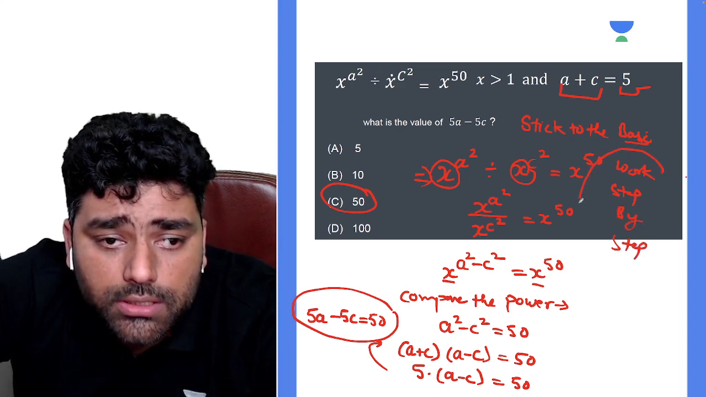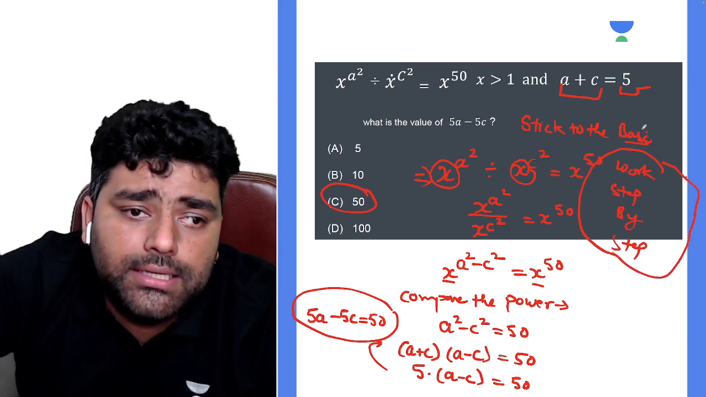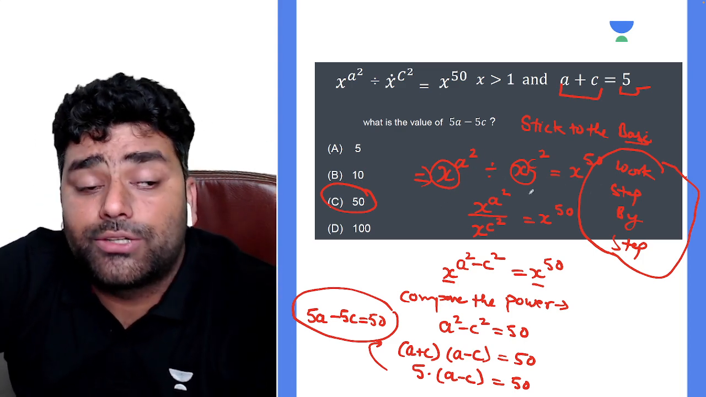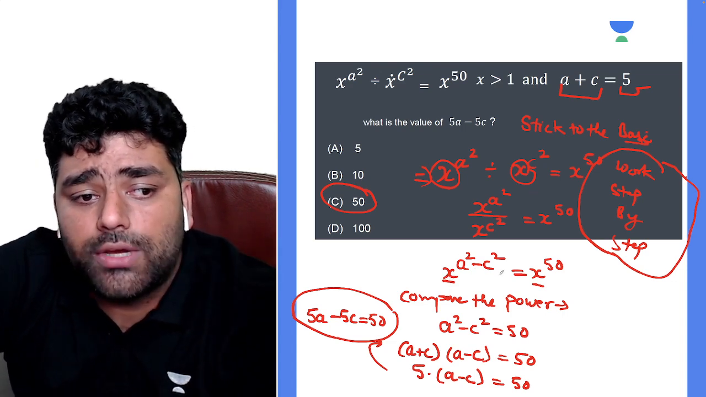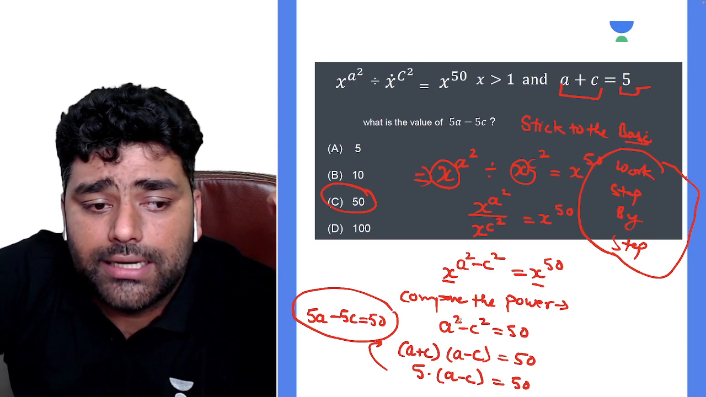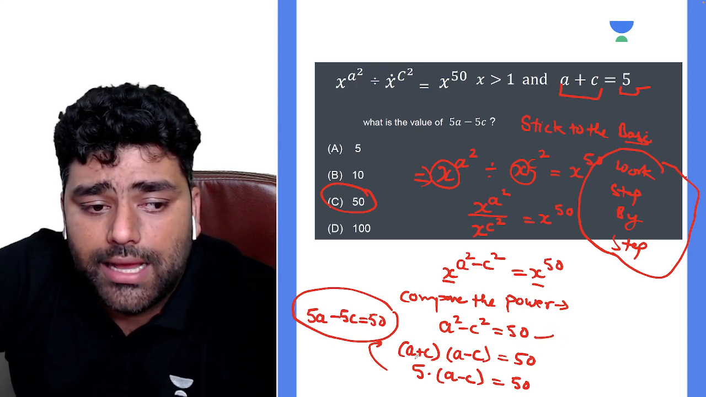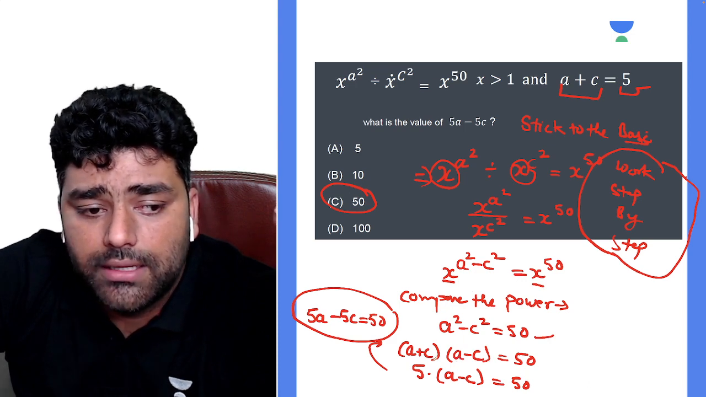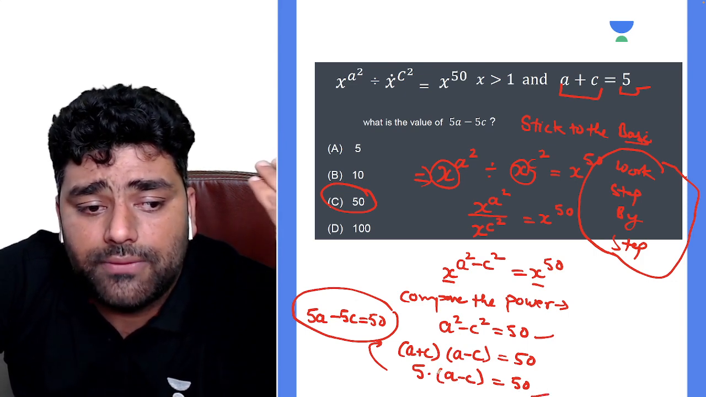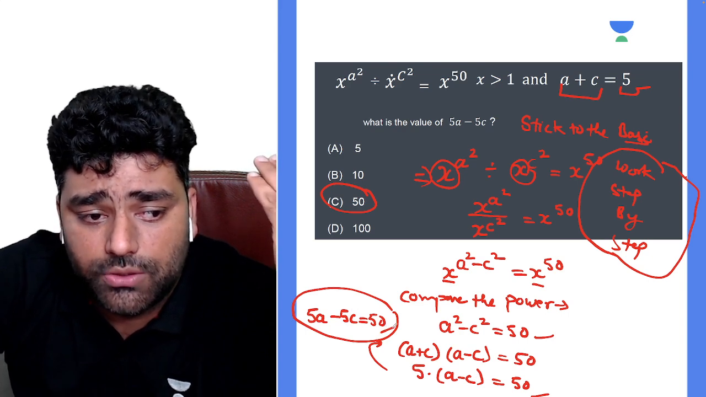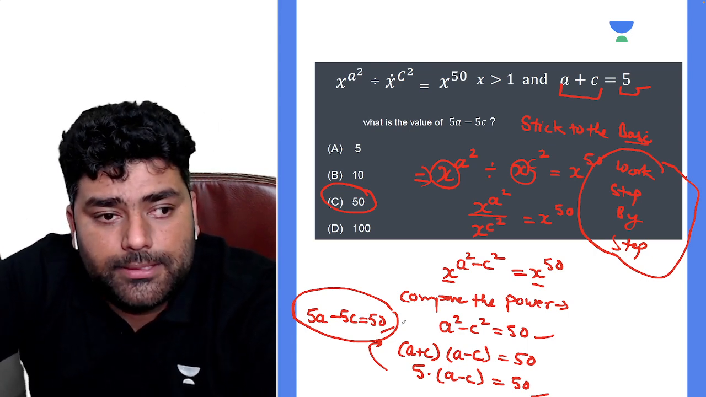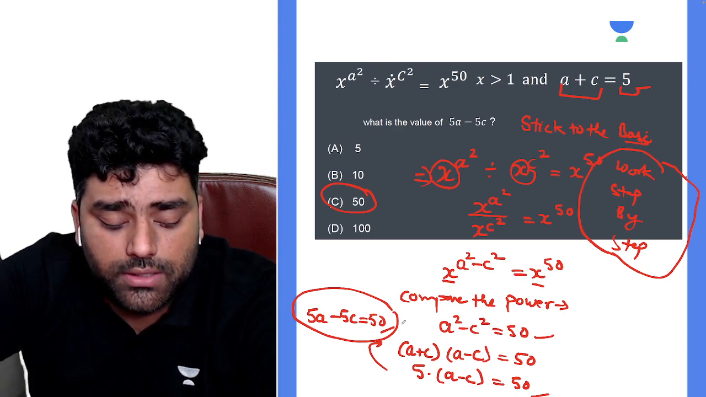Okay, these are two important tools for this question. You need to stick with the basics, and you need to work step by step. So here, what we did: x to the power a square divided by x to the power c square becomes x to the power a square minus c square, equal to x to the power 50. And because the bases are the same, x and x here, you can just write a square minus c square is equal to 50, right, guys? Then a plus c multiplied by a minus c is equal to 50, and a plus c is 5. So 5 multiplied by a minus c is equal to 50. You multiply 5 inside this bracket, so you get 5a minus 5c, and that is equal to 50, guys.